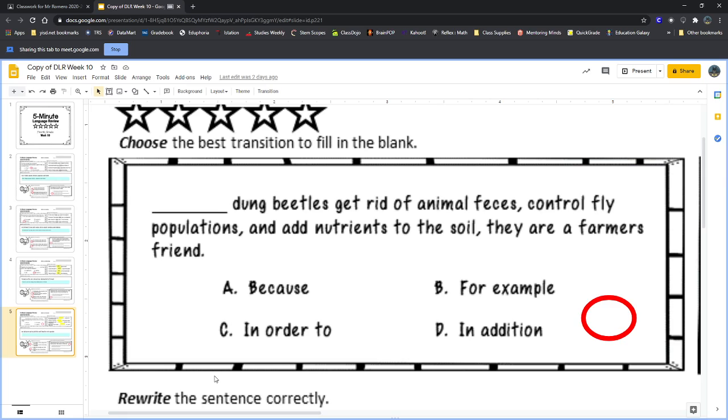Who can tell me which answer choice would make the most sense for this example today? What transition word should I use? Should I use A, because, B, for example, C, in order to, or D, in addition?